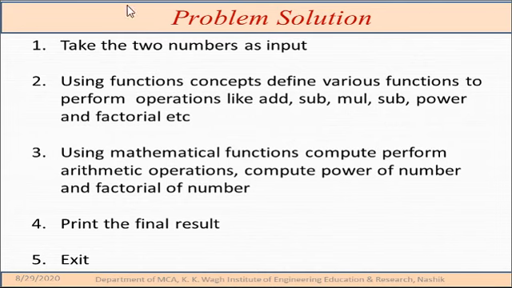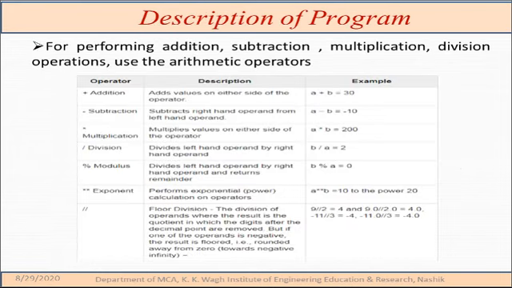The problem solution for the definition has 5 steps. First, take the two numbers to perform the operations from the user as input. Then, by using the function concept, we define the various functions to perform addition, subtraction, multiplication, division, as well as to calculate the power of the number and the factorial of the number. Using the mathematical functions we perform the arithmetic operations, then the power and the factorial of the number, and finally we print the result of the appropriate operations, and then we can exit from the program.